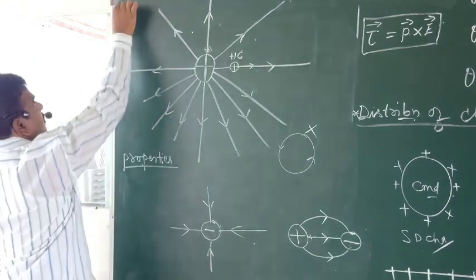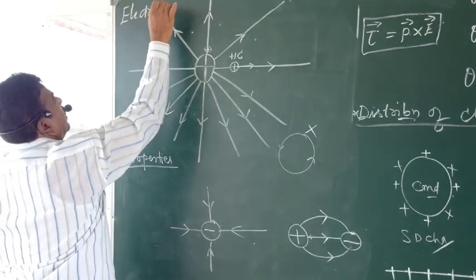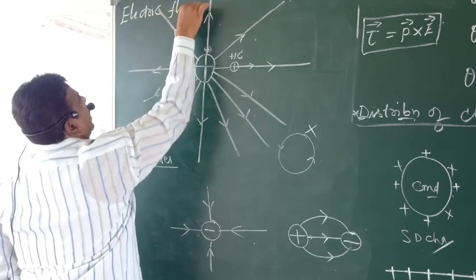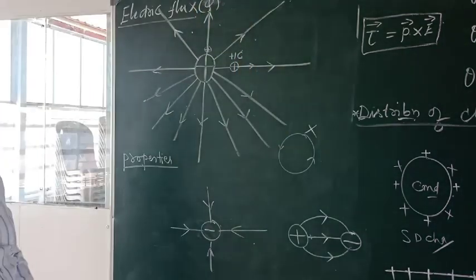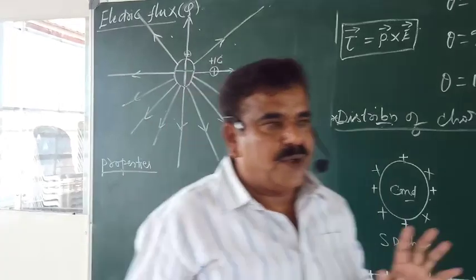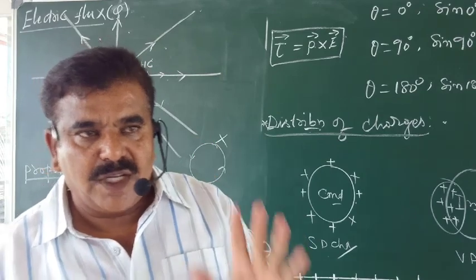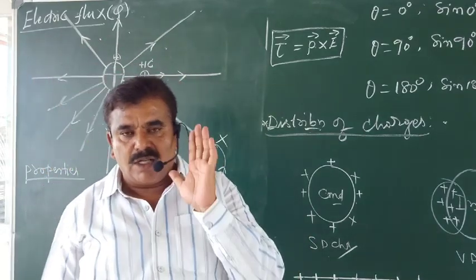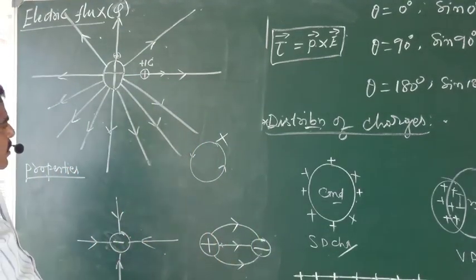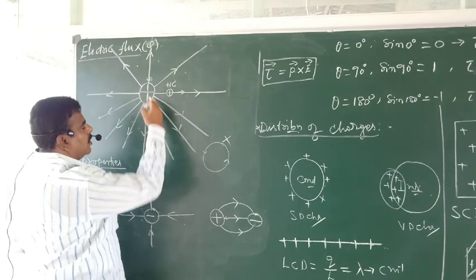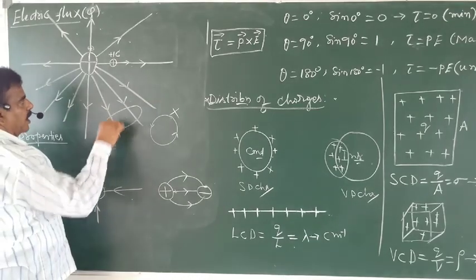Electric flux. After the electric field, we shall understand the concept of electric flux. Already in first PUC, we have understood the concept of flux. Luminous flux, water flux. Now electric flux means the number of electric field lines passing through an area.